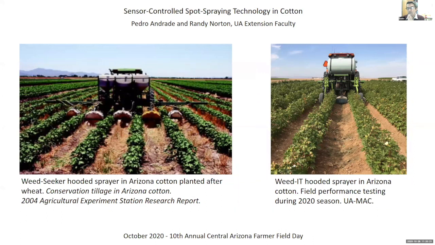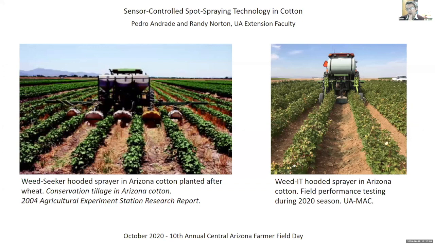Okay, so back again to Arizona. In the early 2000s, there was a significant amount of work done on this, using this technology on a variety of cotton farming systems. Like in this picture, there is a conservation tillage type of system, and it was used there. It was also used in more conventional settings.